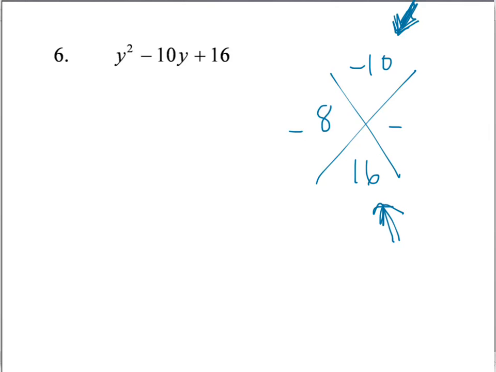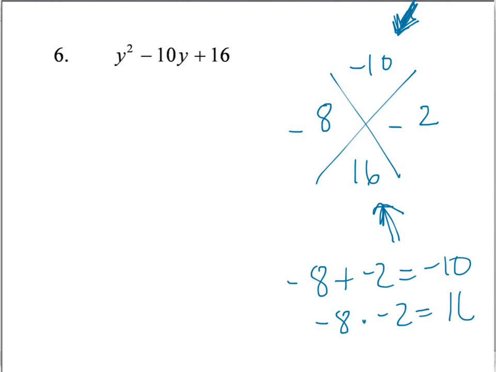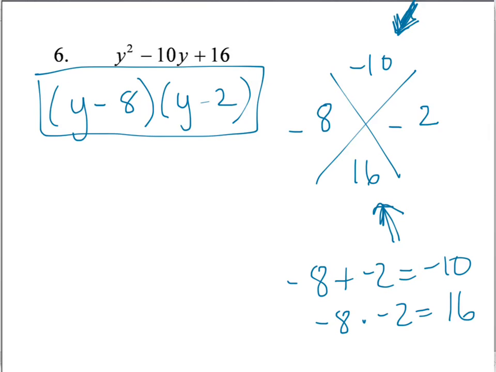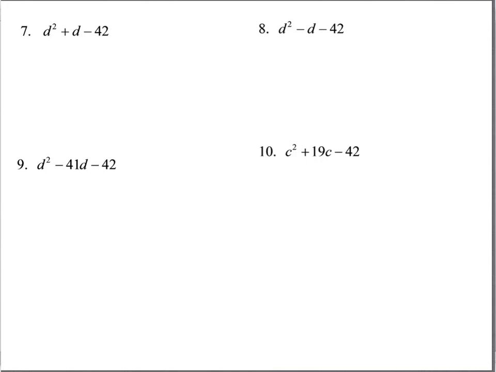So here I'll have negative 8 and negative 2, because negative 8 plus negative 2 is negative 10, and negative 8 times negative 2 is positive 16. So we have y minus 8 and y minus 2. That's the answer there. Okay, I put these 7 through 10 all on the same page so that you can see.